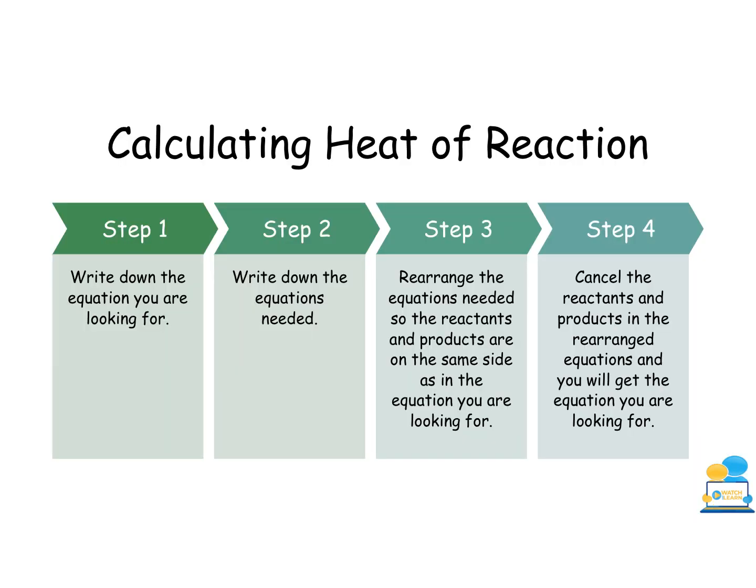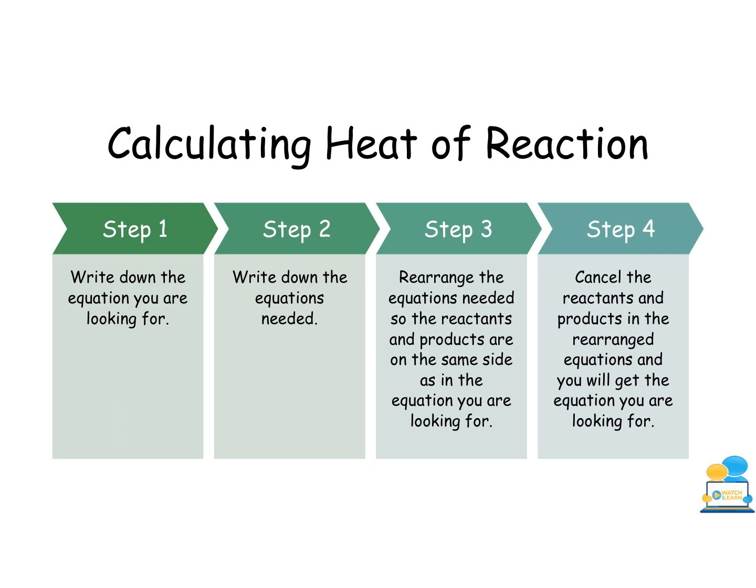The second type of question they can ask you to answer on Hess's law is calculating the heat of reaction. Now again, there's 4 steps involved here, so they're the exact same as the last time. You write down, first of all, the equation you're looking for in step 1. You write down the equations needed in step 2. For step 3, you rearrange the equations needed so the reactants and products are on the same side. And in step 4, you cancel the reactants and products in the rearranged equations, and you will get the equation you're looking for.